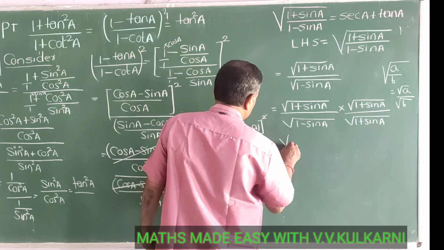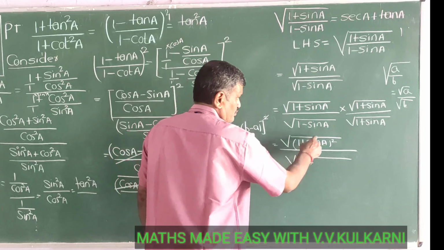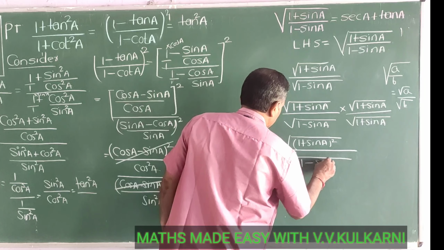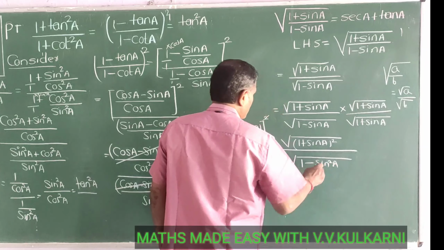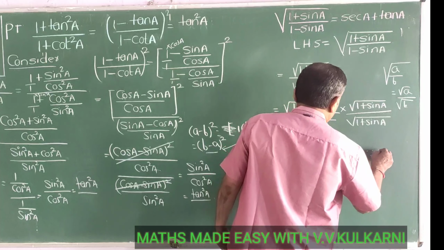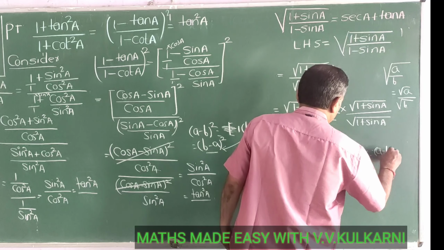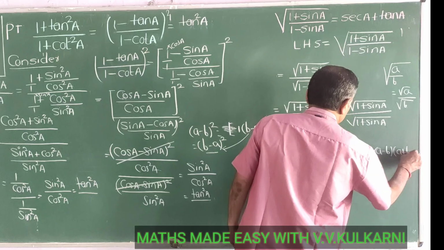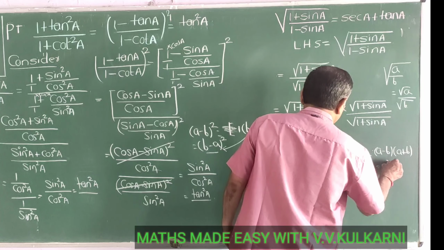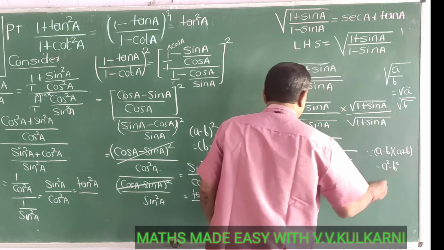So a squared minus b squared, where a squared means 1 squared and b squared means sin squared a. So what I have done here is, a minus b into a plus b is equal to a squared minus b squared. Now this formula you know very well. What is it?